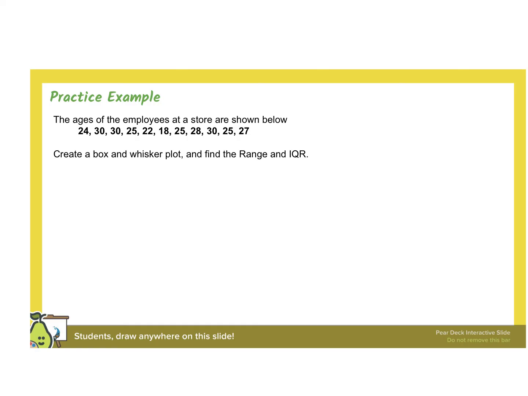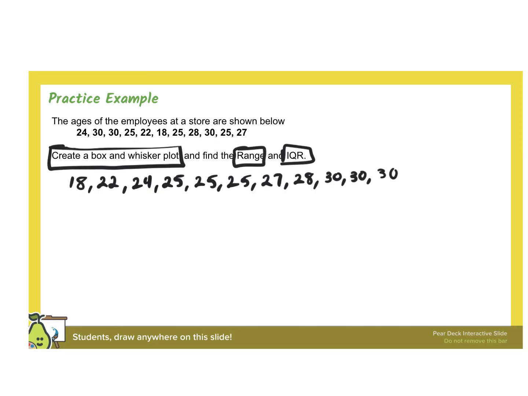I would like you to write this one in your notebook as well. I want you to try this on your own, and I'm going to go ahead and solve this after you've tried it. After you put your numbers in order, which is always your first step when creating your box and whisker plot, because we need the 5-number summary.